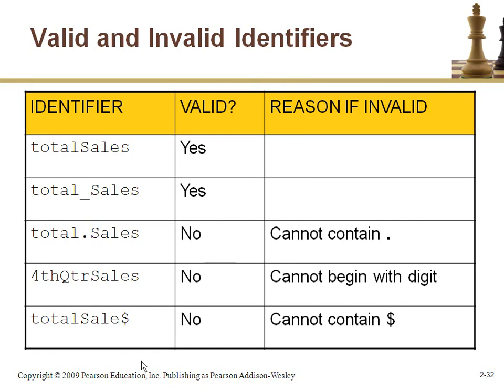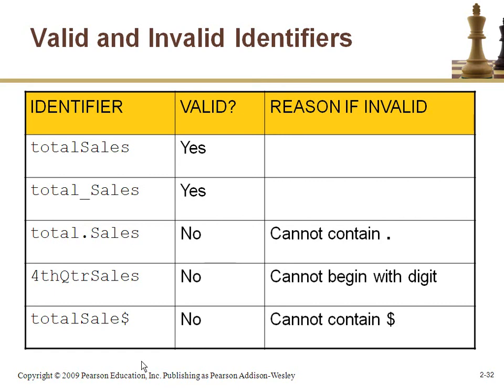Here's a table with a list of valid and invalid identifier names. Totalsales, that's a perfectly valid identifier name. Total_sales is totally valid, correct. Total.sales is invalid because it has a period inside the name.